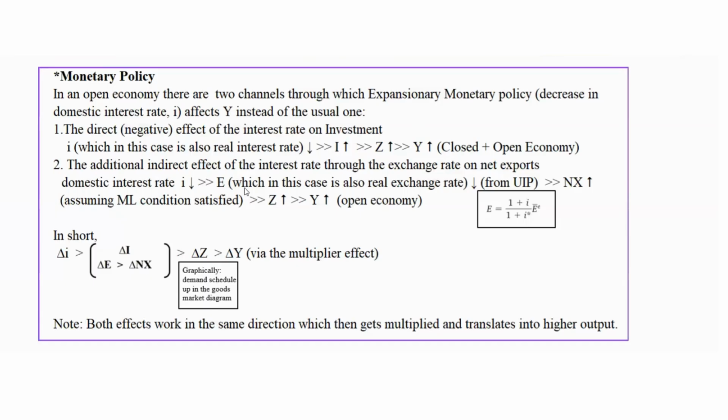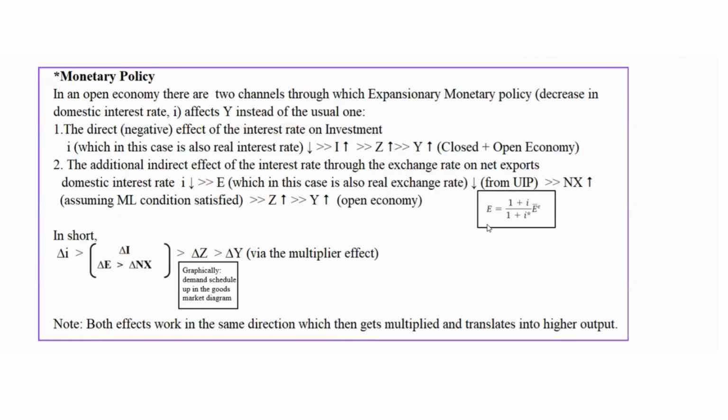But now we have an additional indirect effect of the interest rate, through the exchange rate, on net exports. How does this second channel work? When the interest rate goes down, through the UIP condition, we know the exchange rate goes up. Here, E represents both the nominal and the real exchange rate, given the assumptions that were made. This is the UIP written with E as the subject. So from the UIP, when domestic interest rate goes down, the exchange rate goes up. And when the exchange rate goes up, assuming the Marshall-Lerner condition holds, we know net exports improve. Again, this is an assumption that we made, that the Marshall-Lerner condition is satisfied.